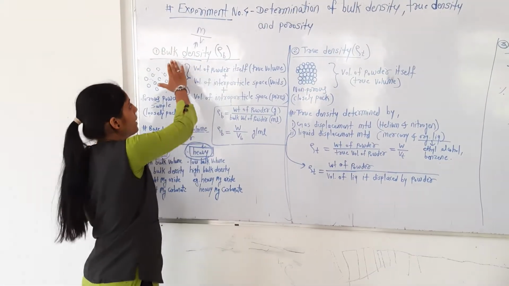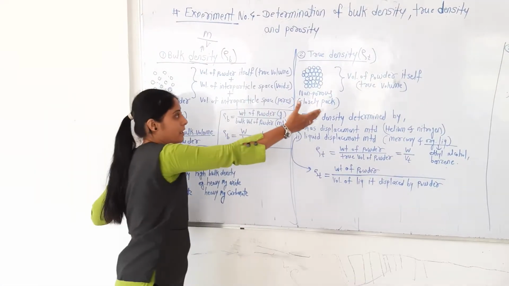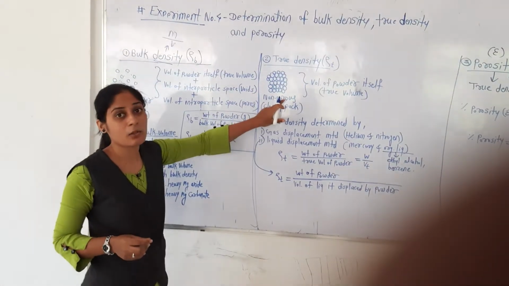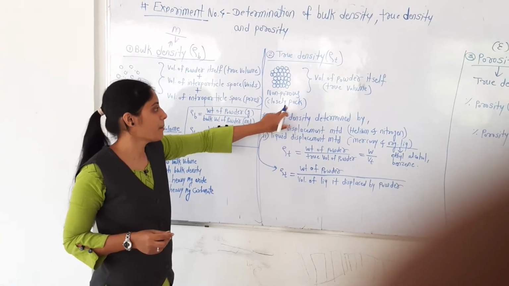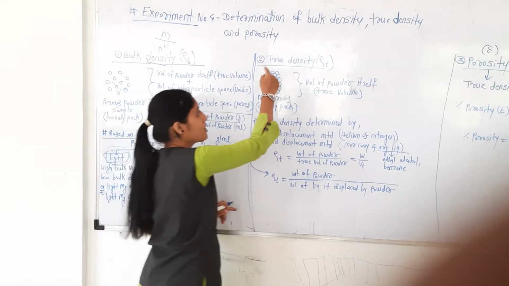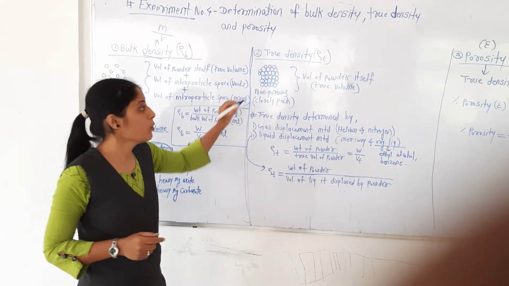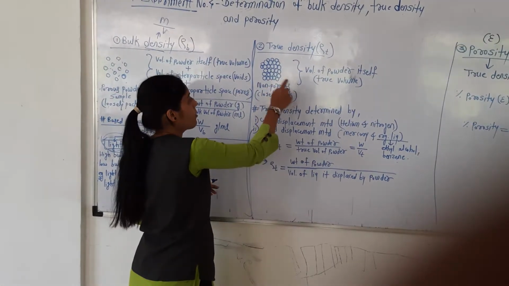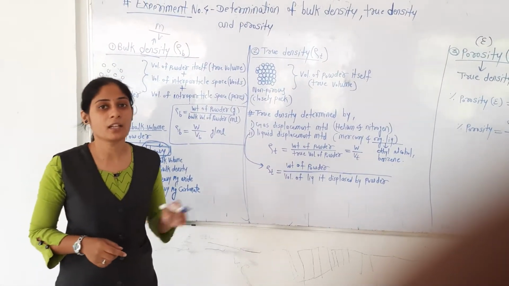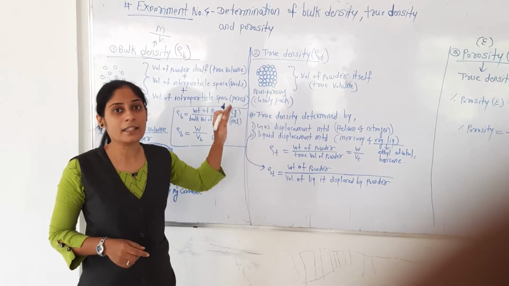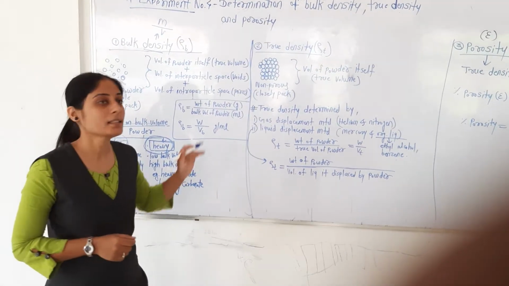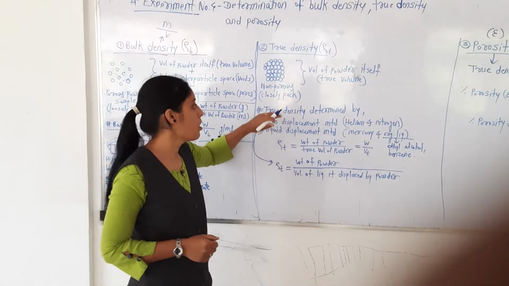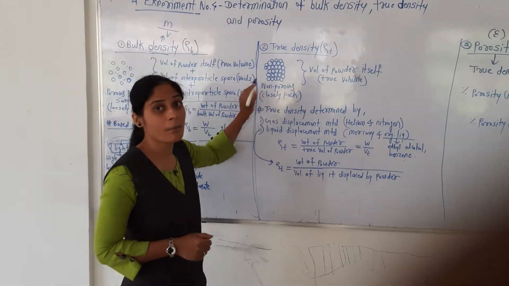Second, true density. When we compare the bulk density with the true density, in true density the powder sample or particle arrangement is closely packed. See here, the powder particles are closely packed. Because they are closely packed, no voids or space is present in between the powder particles. Due to no voids or space, this powder sample is called a non-porous powder sample. Non-porous means they do not contain pores in between the two particles. So we call it a non-porous powder sample or a closely packed arrangement of the particles.